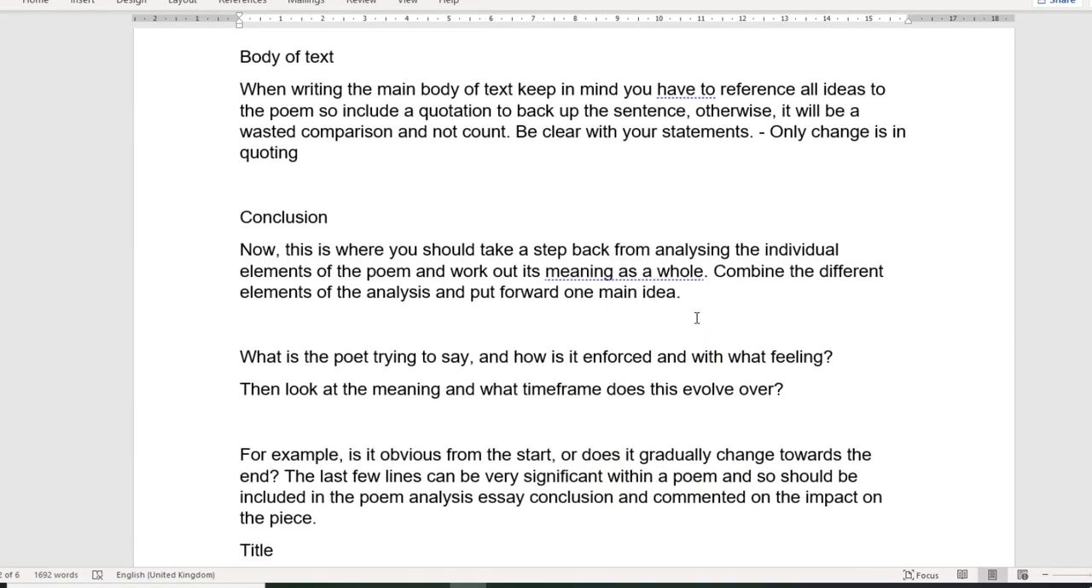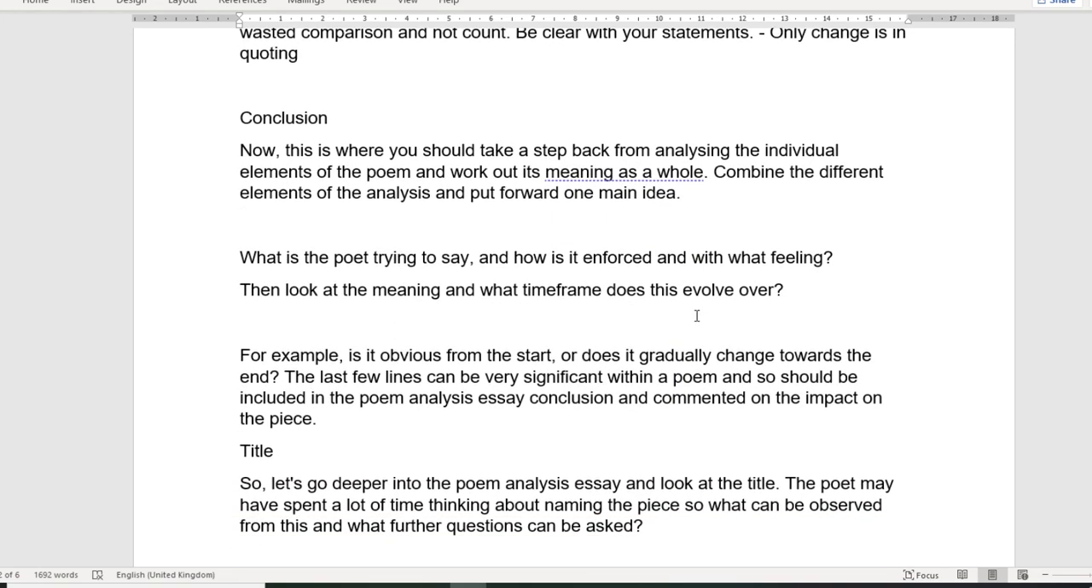Conclusion is a bit the same, but a little bit different, right? So your conclusion, a lot of you struggled with in the literary essay. So please listen nicely. There should be no new information in your conclusion. You need to sum up basically what you have said and why you are saying it.